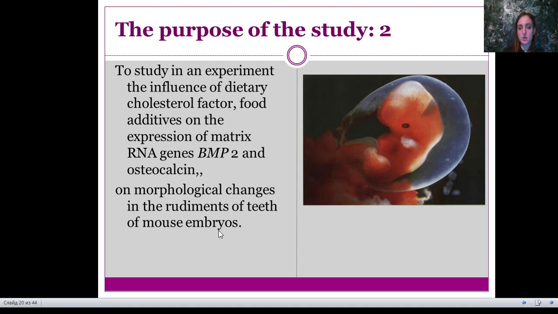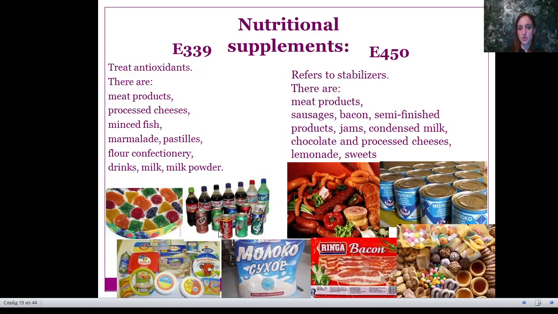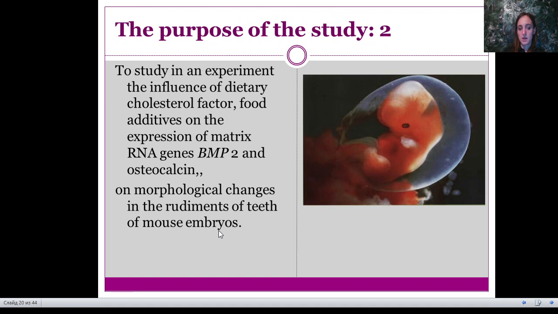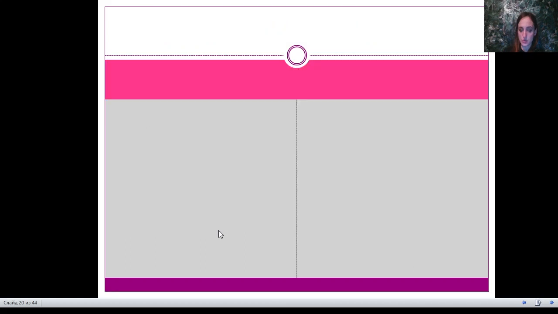And the purpose of the study is to study in experiments the influence of dietary cholesterol factor, so food additives, on the expression of matrix RNA, and on morphological changes in the rudiments of the teeth of mouse embryo. So look again. So these nutritional supplements, and we can have some changes in the future. For example, in this article, it's rudiments of the teeth of mouse embryos.